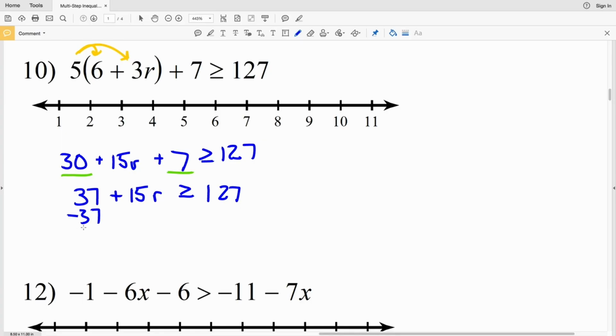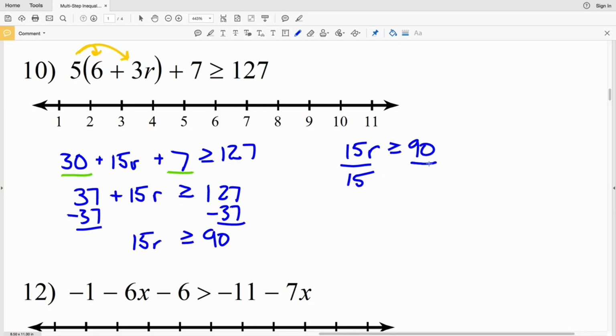Subtract 37 from both sides, and we'll get that 15r is greater than or equal to 90. Now we just have to divide by 15. 15 goes into 90 6 times, so r is greater than or equal to 6. Circle, fill in the 6, and then shade everything to the right.